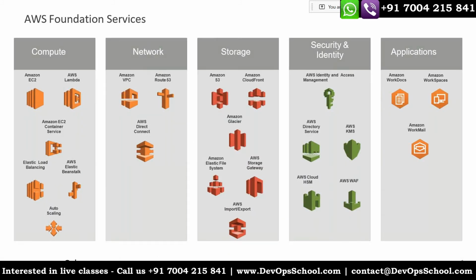If you talk about the compute, we have Amazon EC2, AWS Lambda, Amazon EC2 container services, load balancing, Elastic Beanstalk, auto scaling. All this comes under the compute services. Under the network, we have VPC, Route 53, Direct Connect. As part of these sessions, I'll talk about Amazon EC2, Beanstalk, the container services, the load balancer and auto scaling. So in compute, most of this I'll talk about.